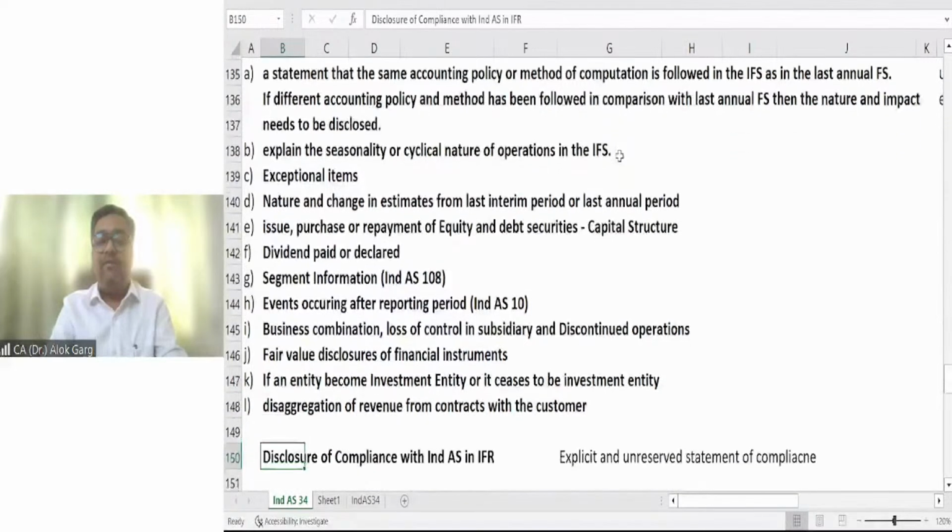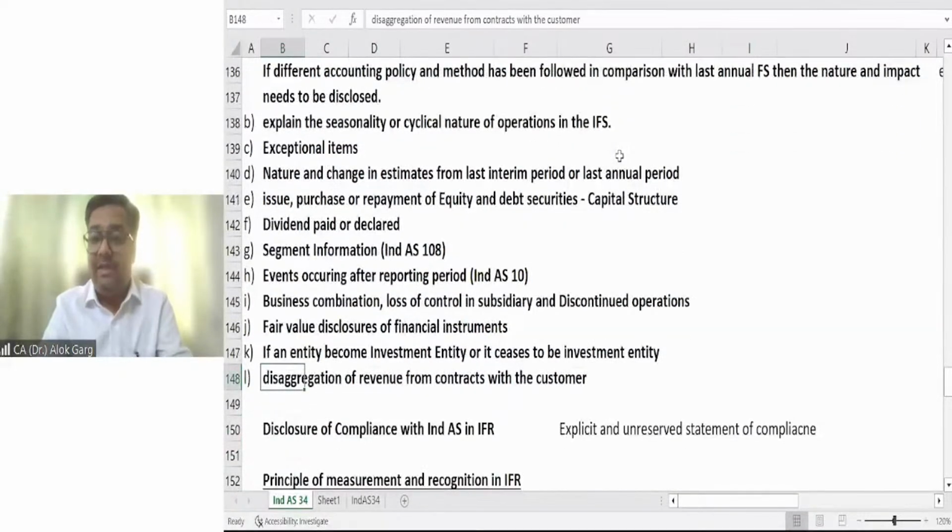Disaggregation of revenue from contract with customer. What does it mean? For example, the company has revenue from sale of goods, and the company has revenue from supply of services. So this kind of disaggregation, that this revenue is from sale of goods and this revenue is from supply of services, is also required to be disclosed.